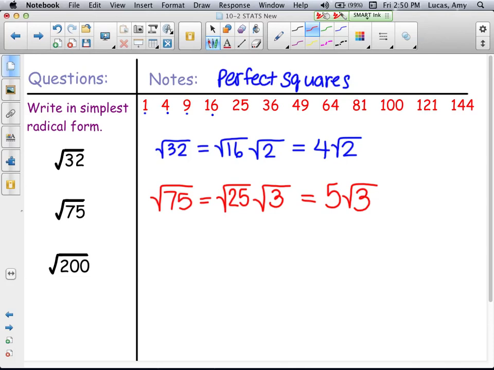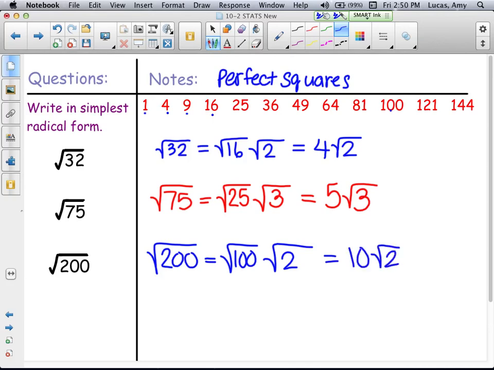Square root of 200 is our third example. The square root of 200 can be broken down. If I look at my list, I can go all the way to the 100 on this one. 200 is 100 times 2. So square root of 100 times the square root of 2. The square root of 100 is 10. So simplest radical form is 10 times the square root of 2.